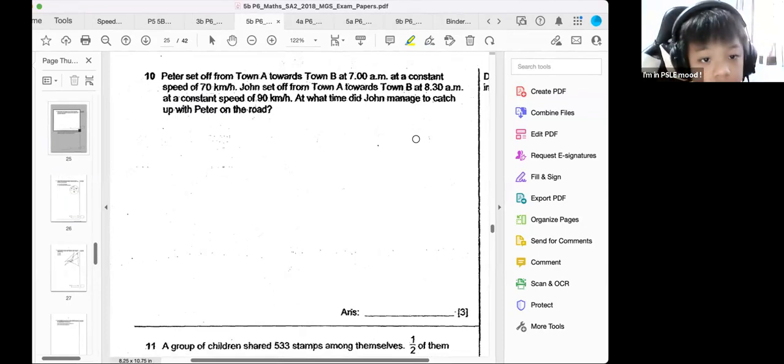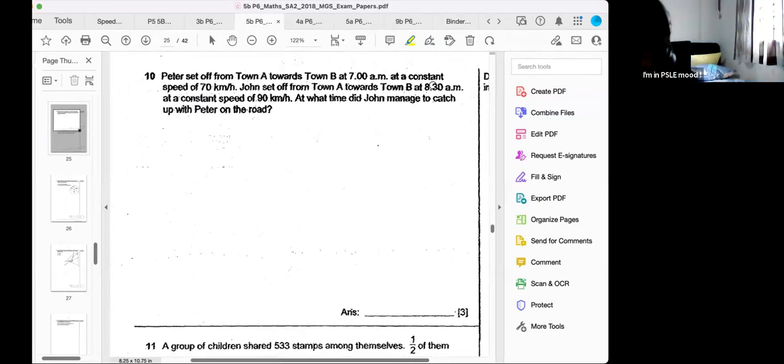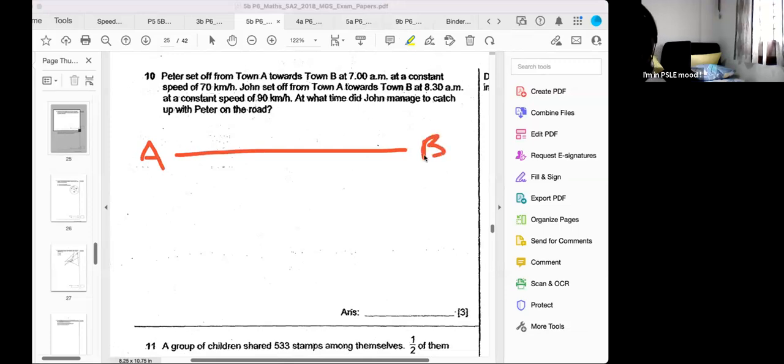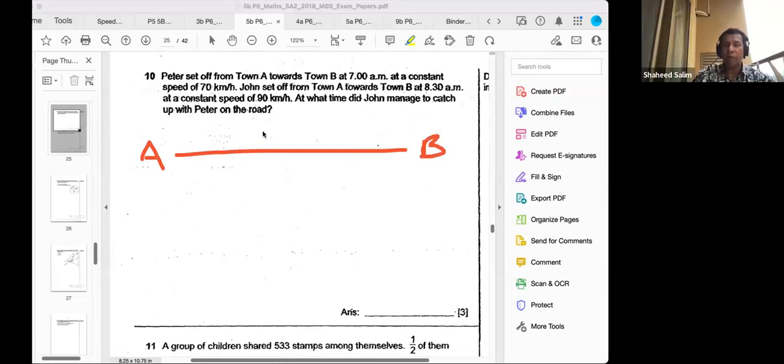Oh yeah, this question I also need your help. Can you help me? Can you go through? Draw. Okay, so you draw a line. You put A down here, and then B down here. So Peter set off from A. So Peter starts from here. Then he starts at 7 a.m. So I put in all the details. Can you see that? 7 a.m. at a constant speed of 70 km per hour. So he's 70 km per hour.